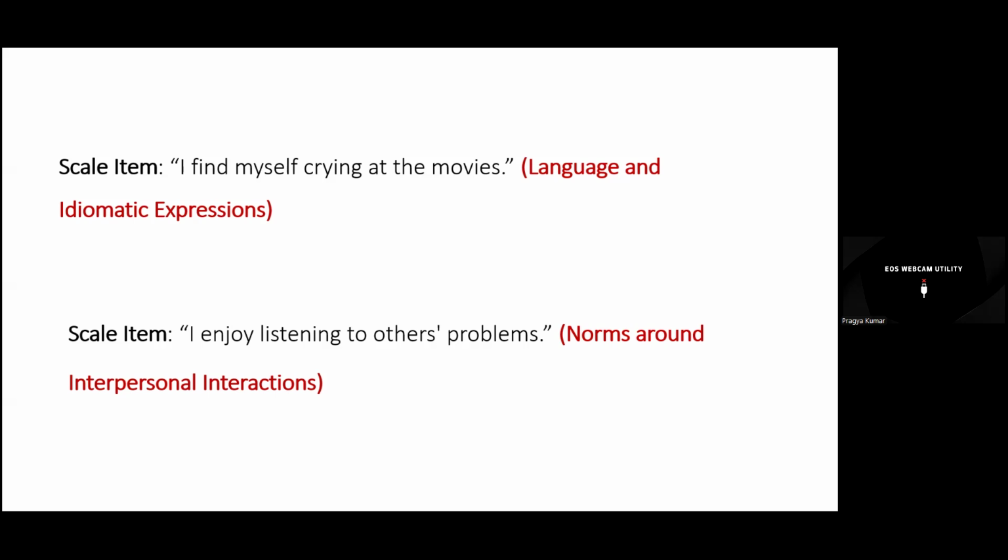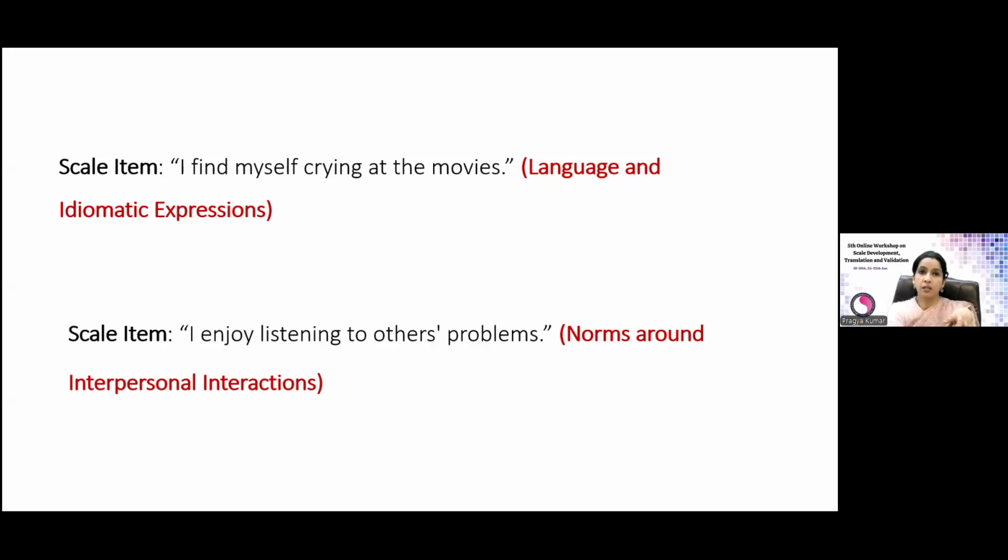Now, if you see the next item, it is, "I enjoy listening to others' problems." If you see this stem, it also is not clear. It could mean he or she wants to solve the problem, or just wants to enjoy the listening part. So the language and the interpersonal interactions are also different, because the cultural context varies from one geographical region to the other.